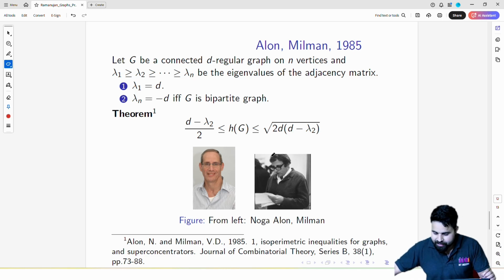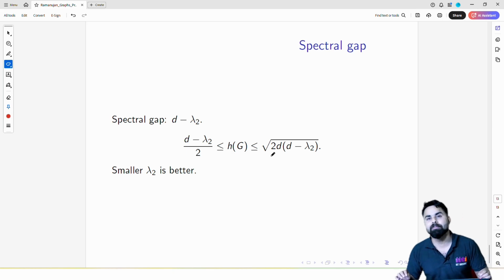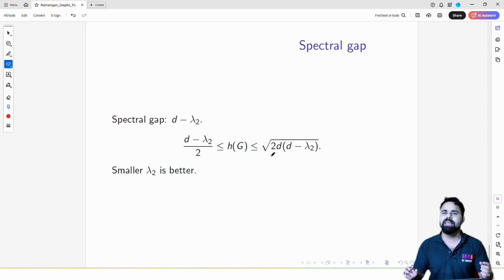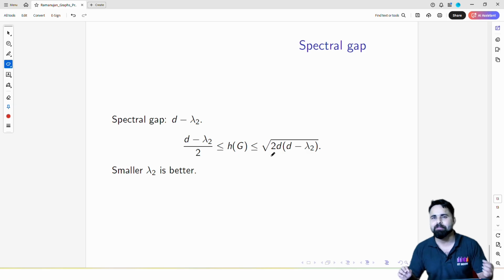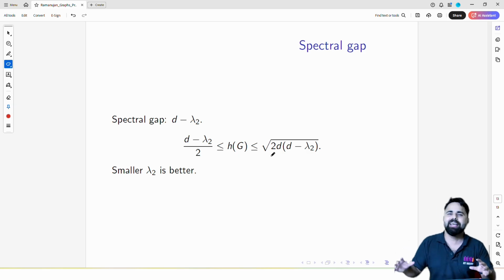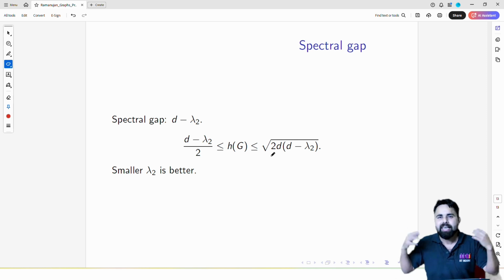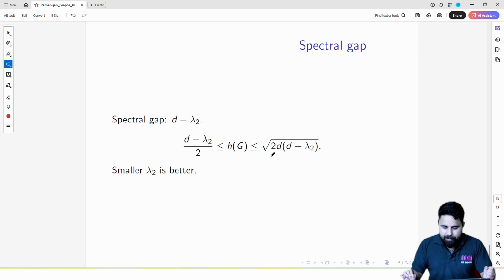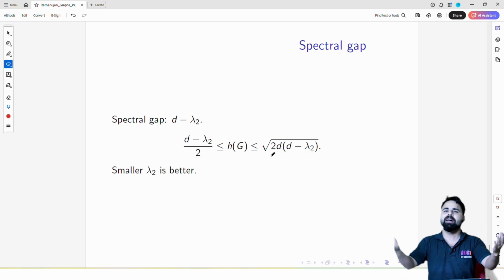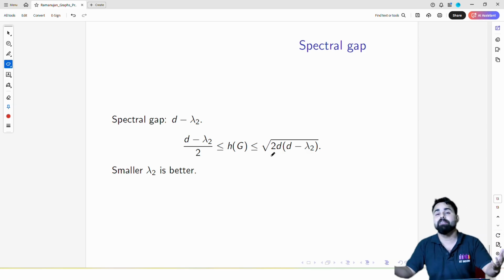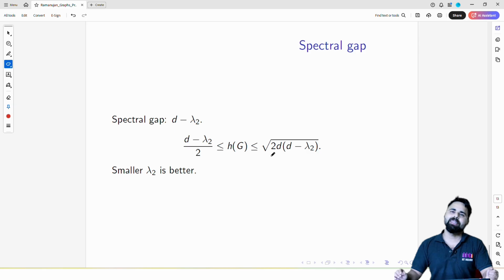We will see some constructions and some examples in the next lecture. Meanwhile, keep thinking about some construction, maybe manually, to make a family of d-regular graphs such that as you keep increasing the number of vertices, every member is still connected. By the way, this d minus lambda 2 is famously called the spectral gap. The larger the spectral gap, the larger the expansion ratio, and the better the connectivity of the graph.